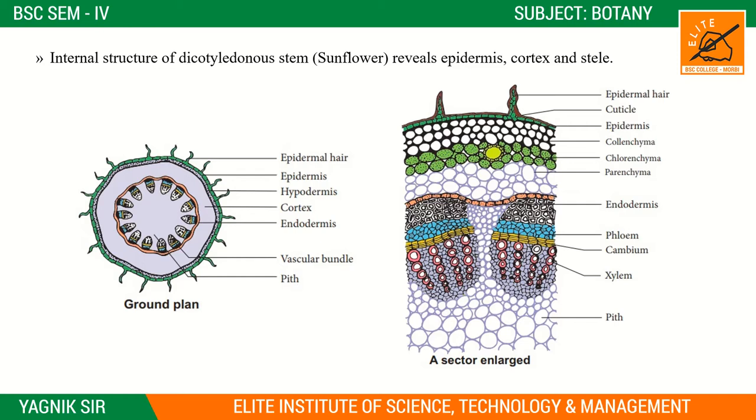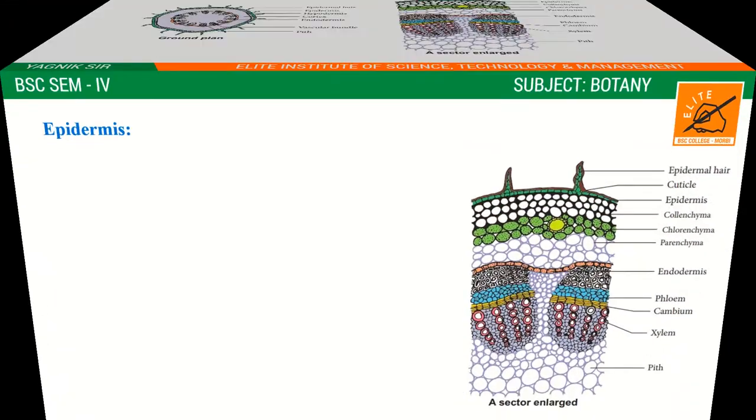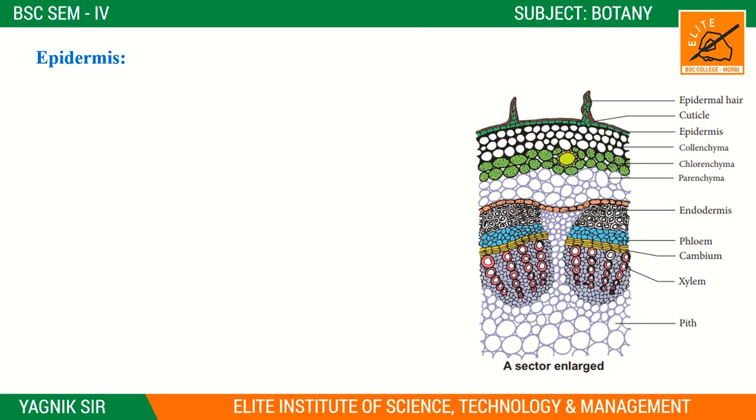So here are both images. One is a schematic diagram of the dicotyledon stem, and another is a detailed structure of the dicotyledon stem, and both are transverse sections, right? So let's start. First one is the epidermis.